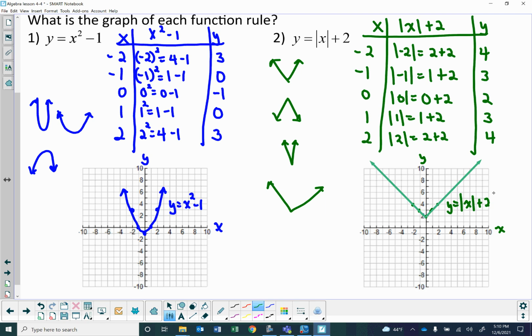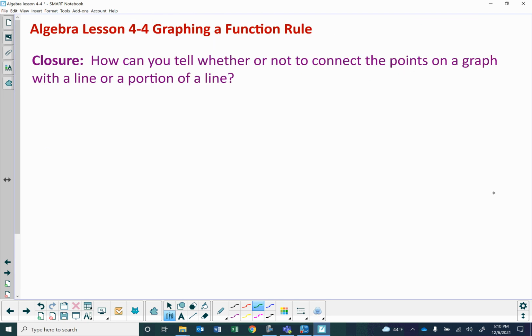So we have now graphed linear graphs and nonlinear graphs, continuous graphs and discrete graphs. It's a lot of graphing, I know. Your closure question: how can you tell whether or not to connect the points on a graph with a line or a portion of a line? In other words, how do you tell whether it's going to be continuous or discrete? That's your question to answer at the end of your notes, please.